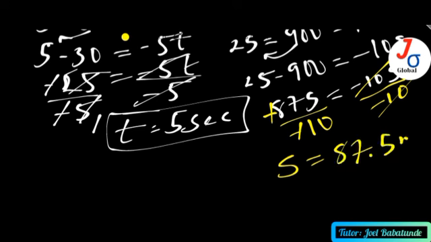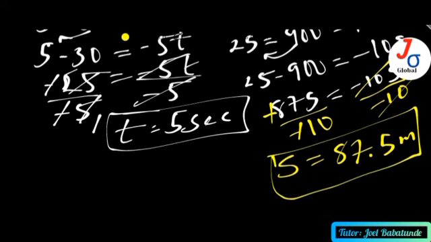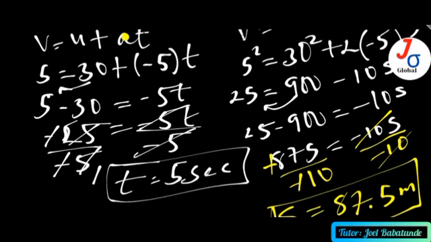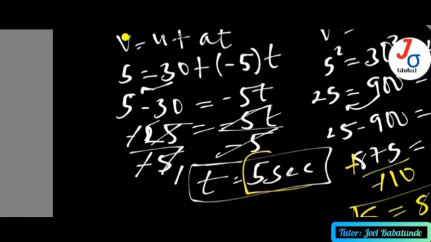87.5 meters. So let's write your unit when you solve a physics problem. So this is the solution to the problem we are faced with, and so the distance is 87.5 meters and the time is actually 5 seconds. Okay, good.